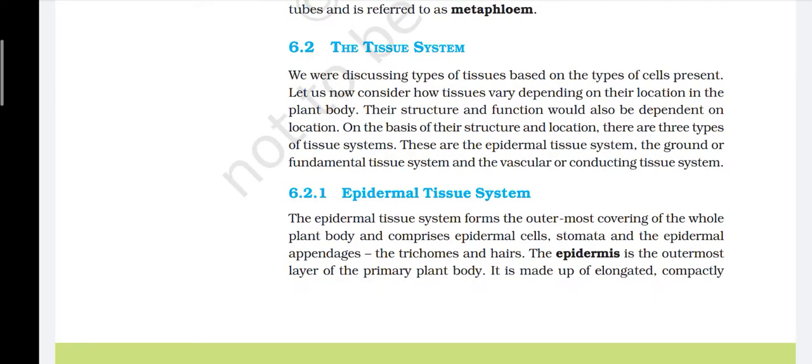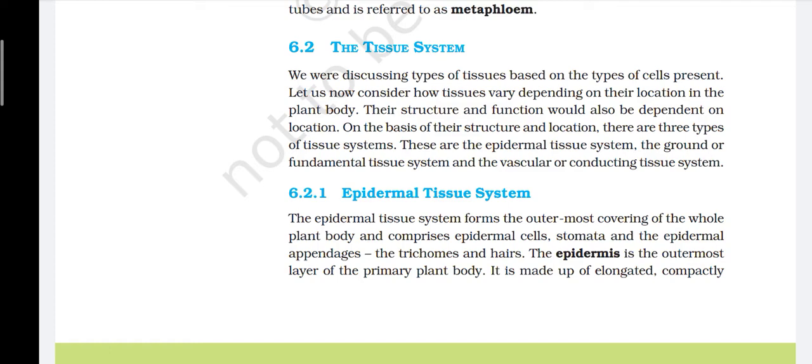The tissue system. We were discussing types of tissue based on the type of cells present. Let us now consider how tissues vary depending on their location in the plant body. Their structure and function would also be dependent on the location. On the basis of their structure and location, there are three types of tissue systems. These are the epidermal tissue system, the ground or fundamental tissue system and the vascular or conducting tissue system.